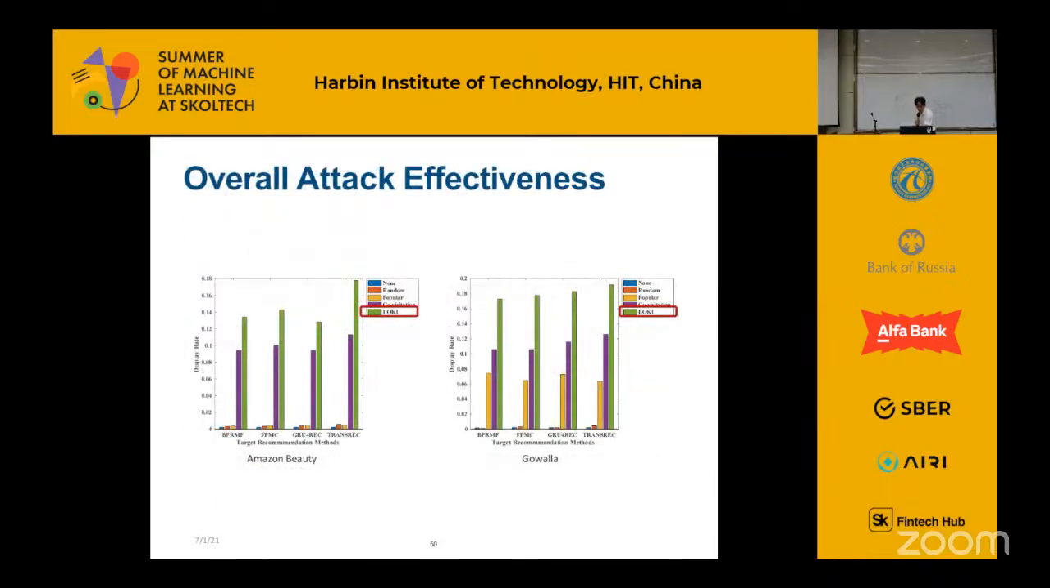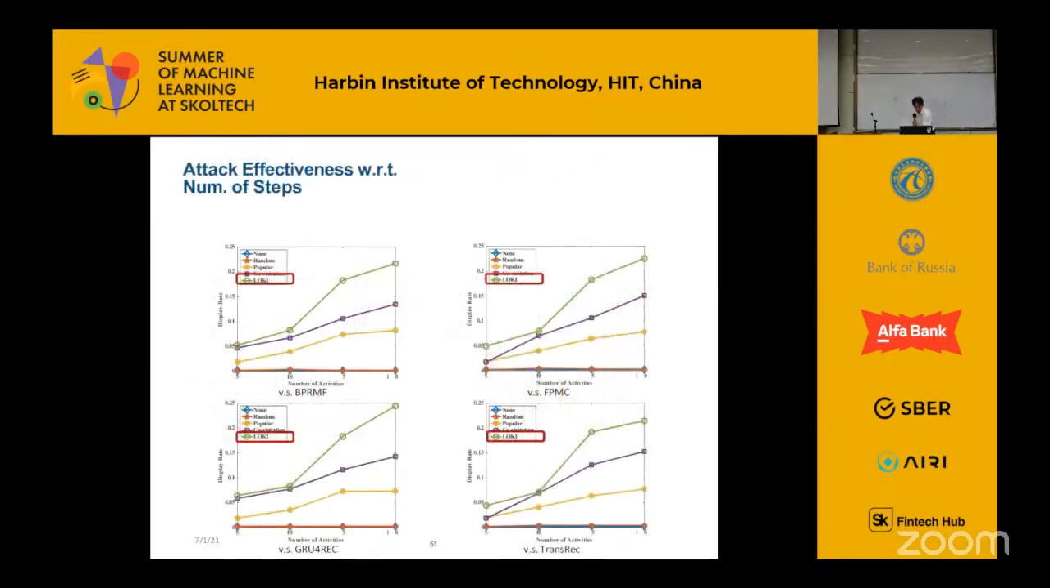And this is attack effectiveness. As we can see, compared with the baseline methods, our methods compared with the existing attack methods enjoy a higher display rate. It is called the Locky method. And this is attack effectiveness with respect to the number of steps. The number of steps means how many user behaviors a controlled user has to do in order to make the attack happen.